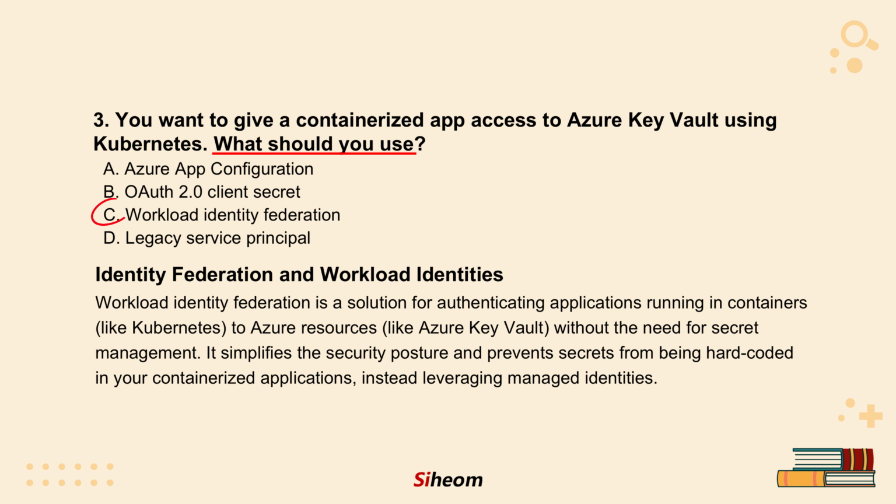Workload Identity Federation. Okay. And the key benefit of this approach is that it allows your Kubernetes-based workloads to securely access Azure resources like Key Vault. Right, without you needing to manage long-lived secrets or credentials directly within your Kubernetes environment. That's the big win. Okay, Workload Identity Federation sounds quite technical. Can you break down why this is a better solution than, say, using an OAuth 2.0 client secret or maybe a traditional service principal?